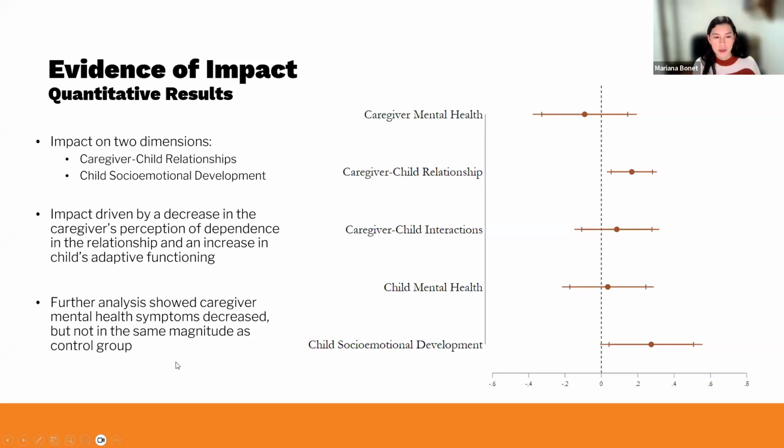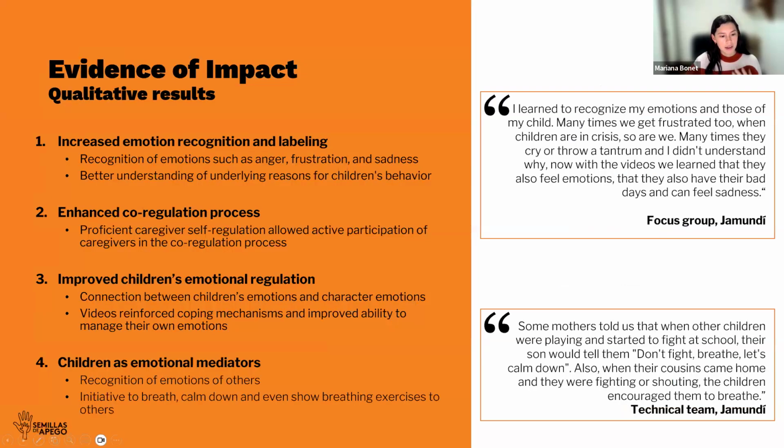Regarding the quantitative results, we see that the RCT had significant impact on 2 dimensions: caregiver-child relationships and child socio-emotional development. And to understand this impact, we can look at the qualitative results, which were mainly four. First, we see that caregivers report an increased emotional recognition and labeling for themselves, but also coming from the children. And this first result actually paved the way for the other 3.